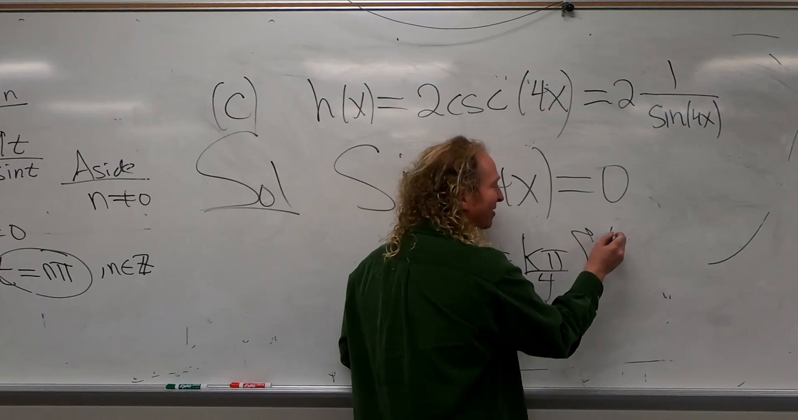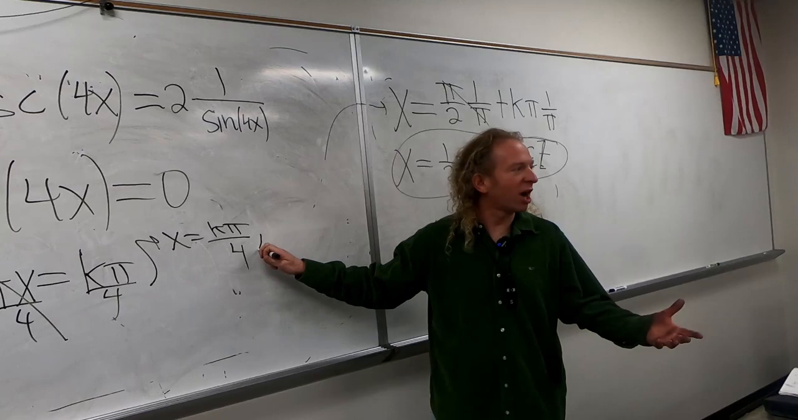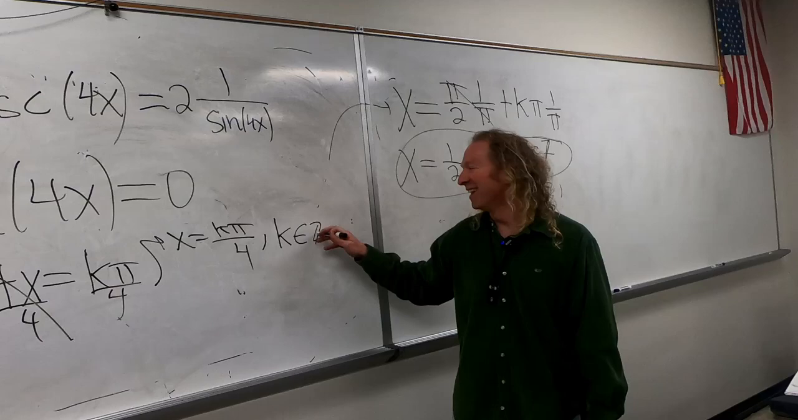What's missing? Where k is an integer. Where k is an integer, yep. So you're just supposed to say comma, k is an element in the set of integers. I'm not judging. It's good. Pistachios are the best. So that's it.